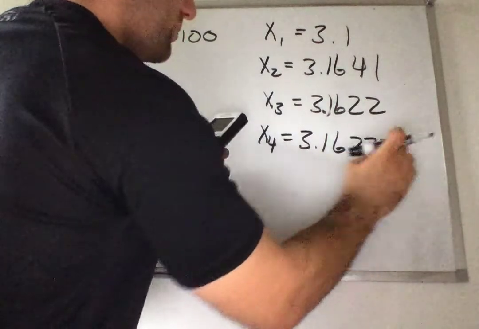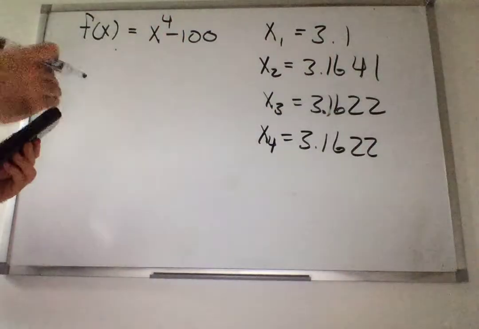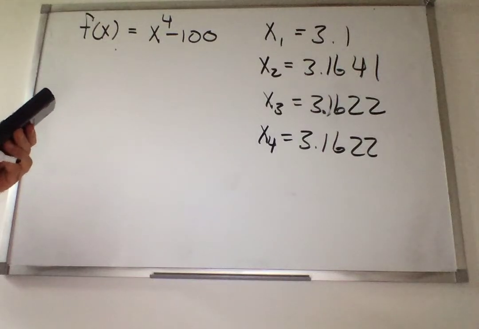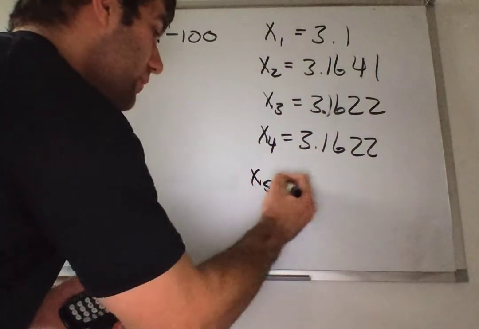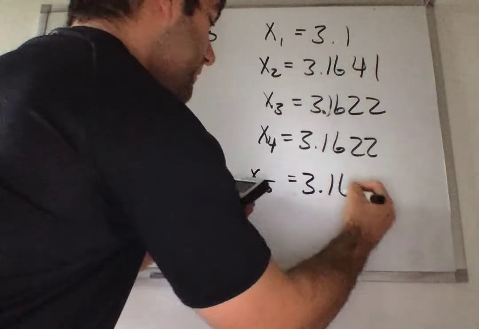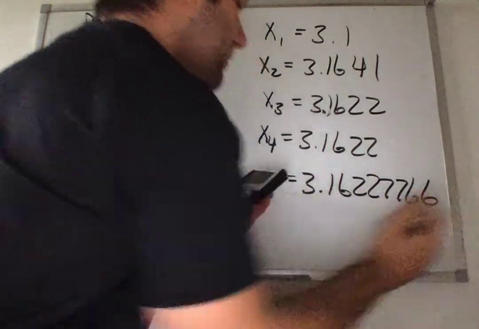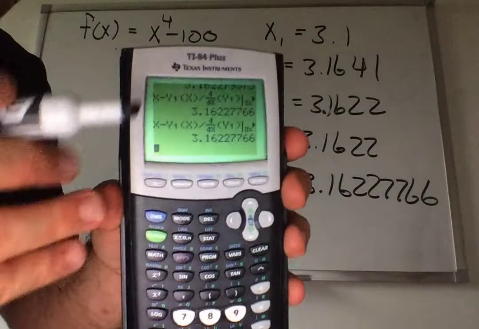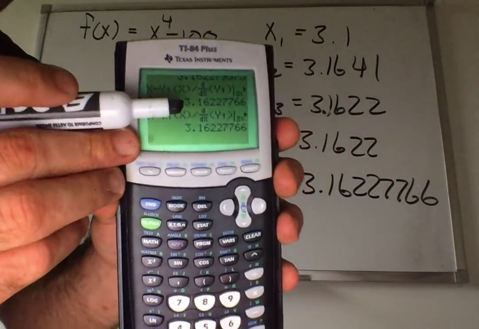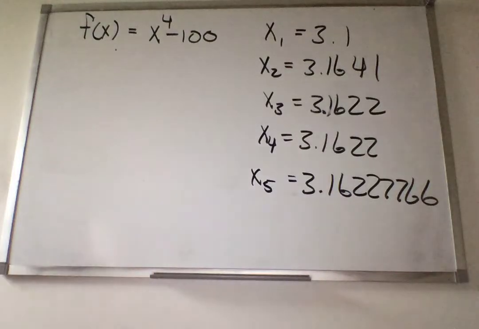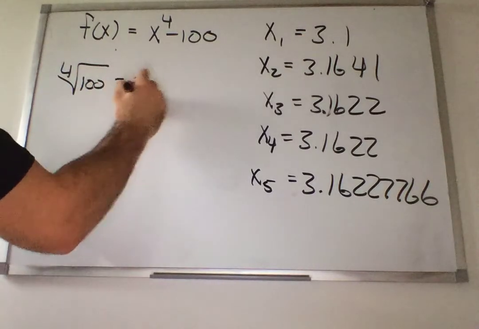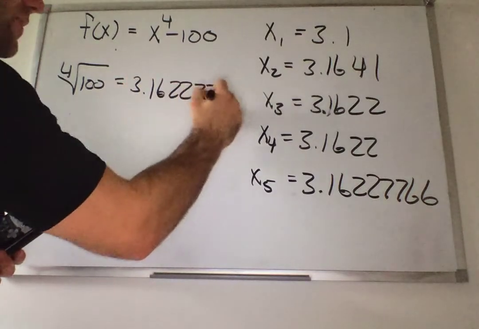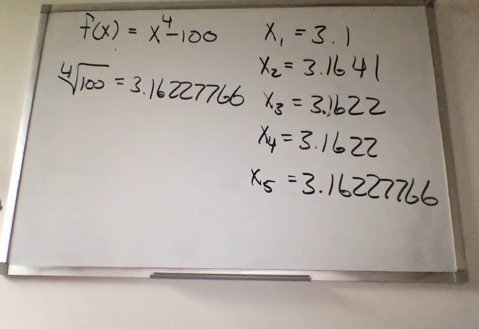Oh, it says correct to 8 decimal places. I know I'm truncating these. Oh, look at that. If you hit enter one more time, the fifth iteration, it does not change. It's 3.16227766. If you see the iteration before, which was our fourth one, and our fifth one didn't change, so it got to the root pretty quick. So what we can say is the fourth root of 100 is equal to 3.16227766.